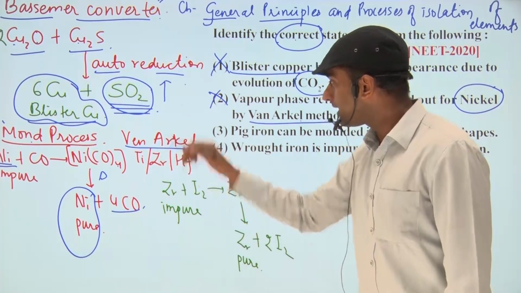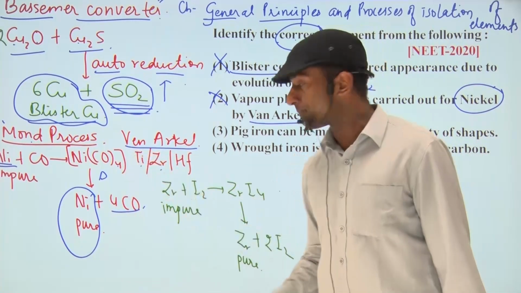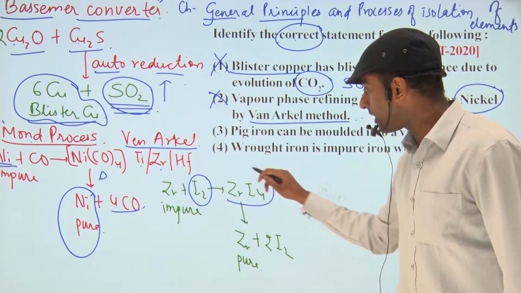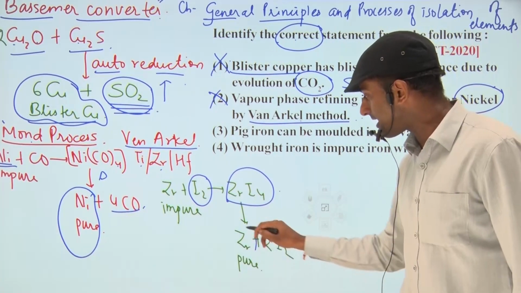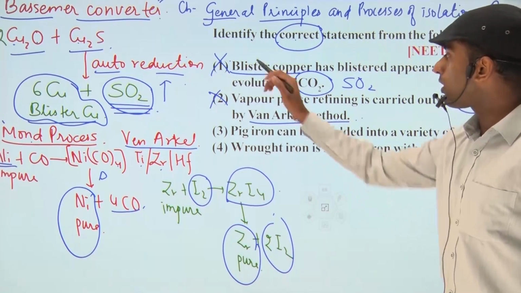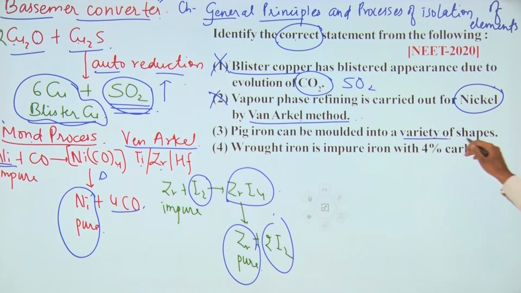As far as the Van Arkel is concerned, for titanium, zirconium, hafnium, all of these belonging to the same group, we are using the reagent iodine. We will get this volatile complex. On further heating, again we get the pure metal and the iodine. So wrong option here. Next, pig iron can be molded into a variety of shapes.